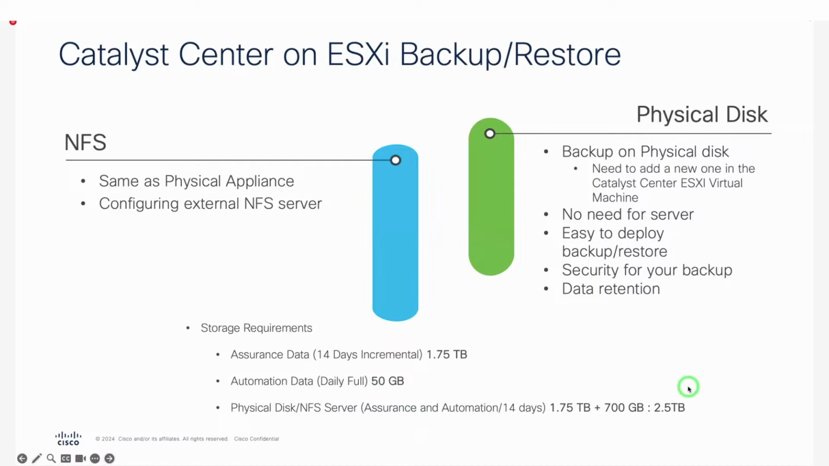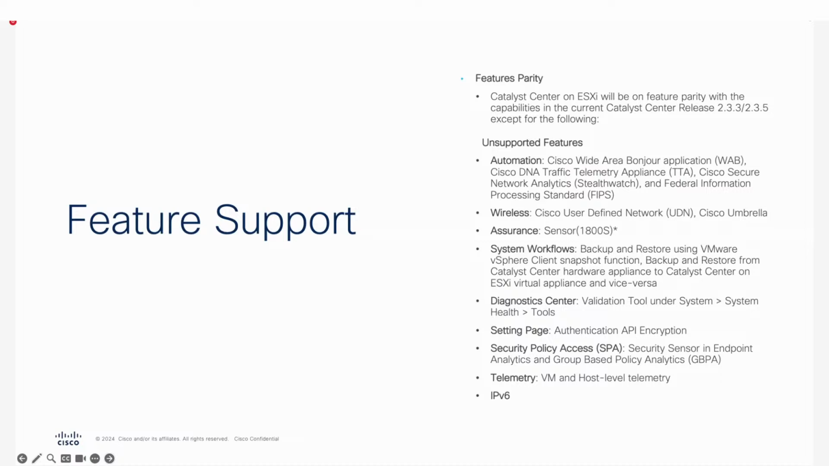So for 14 days approximately, you will require at least 2.5 terabytes of data if you want to keep your storage on your disk on this new virtual machine hard disk drive. Moving forward a little bit on the feature support, remember the Catalyst Center on ESXi has feature parity with the releases 2.3.3 and 2.3.5, except for some of the following.